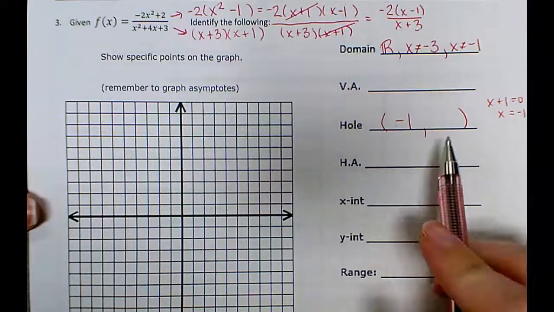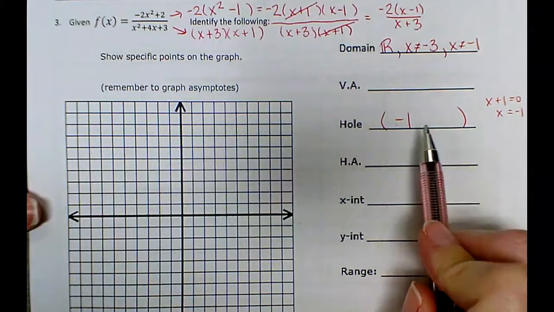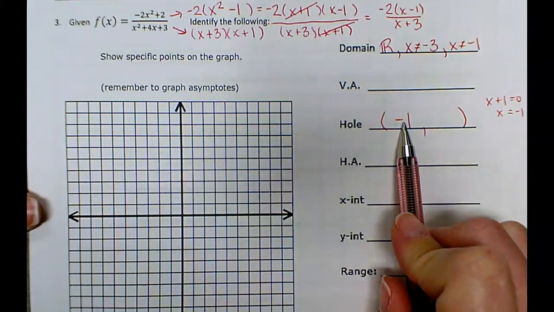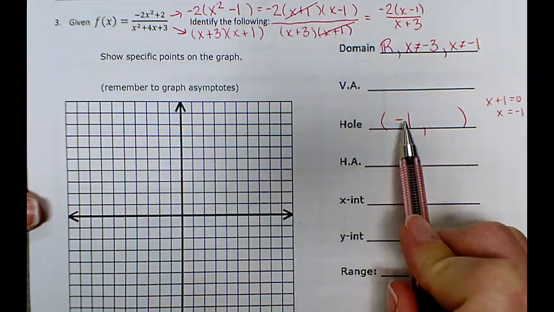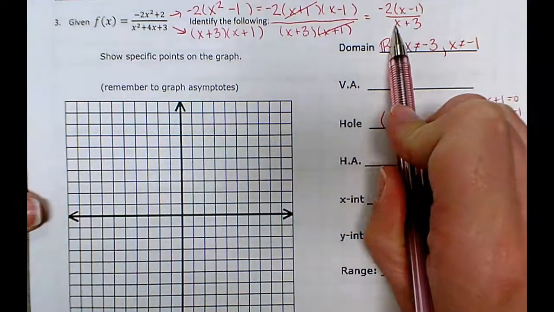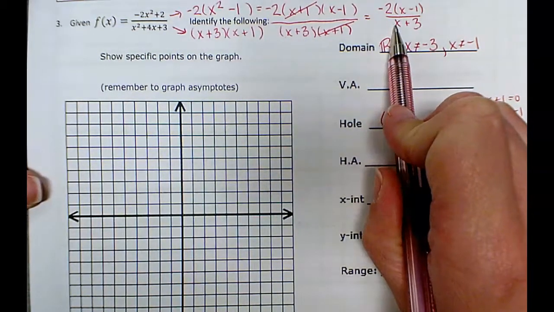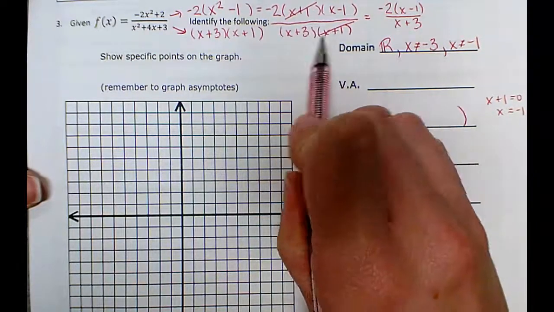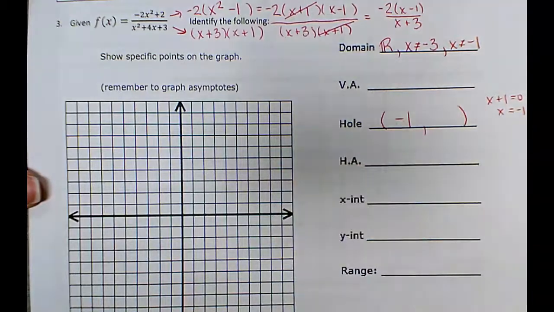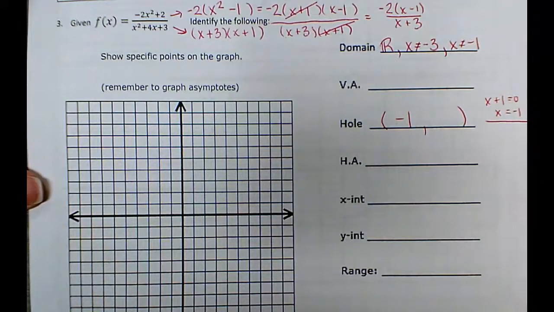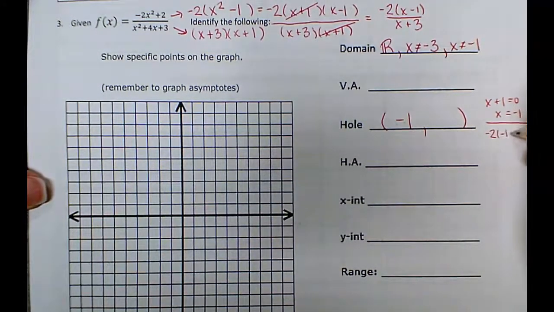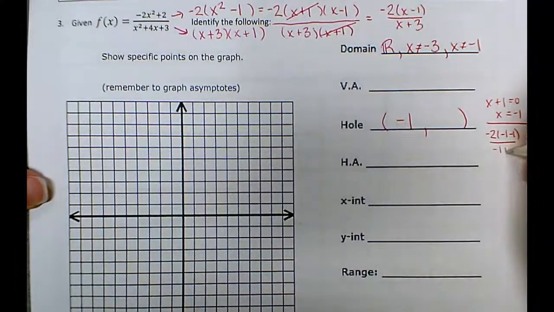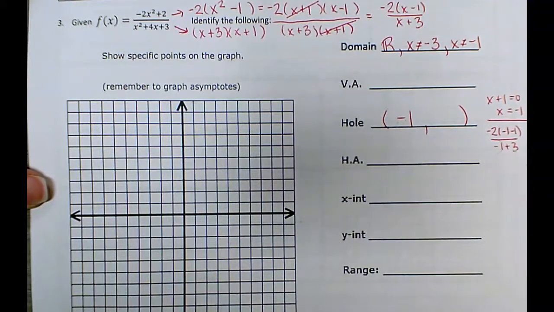In order to get the y value of the hole, you want to take the x value and substitute it and solve. So I'm going to take -1 and I'm going to put it here and here. You don't want to use the original function because if you put -1 here, then you're going to get a 0 for the denominator, and that's not what you want. That's useless. So negative 2 times negative 1 minus 1 over negative 1 plus 3. I'm just substituting negative 1 for x.